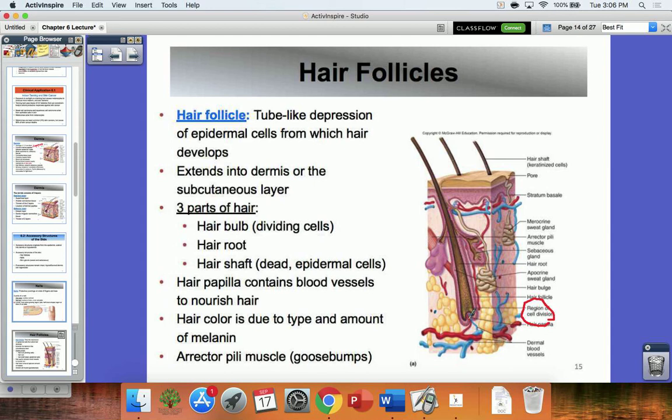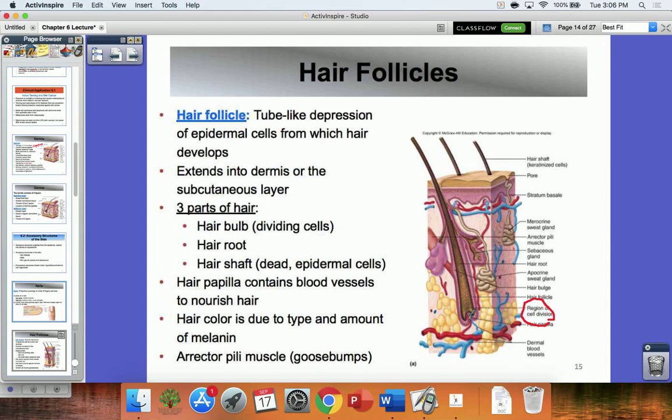We also have melanin that helps to produce skin color, but in this case, it helps to produce hair color. So varying amounts or types of melanin are going to change the type of hair color that we have, whether it's dark brown, black, blonde, red.